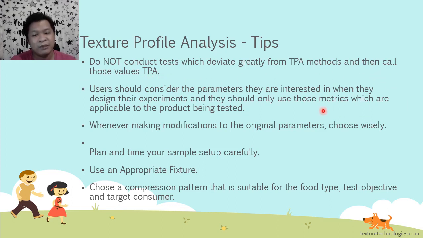Yun nga, as I said before, dapat alam mo, may idea ka based on TPA, alin ba dito yung mag-a-apply sa product ko at alin yung hindi. Okay, what values would make sense? Kasi kahit ma-compute yan ng TPA, pwedeng wala siyang meaningful na masabi tungkol dun sa product mo. Okay? Hangga't maaari, huwag mong i-modify yung parameters unless for your internal purposes may use siya sa'yo. Okay, and the setup should be done carefully.